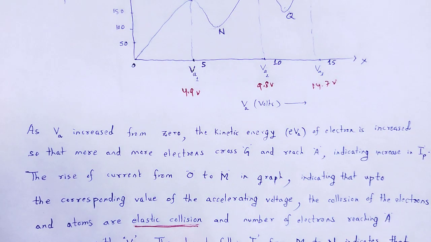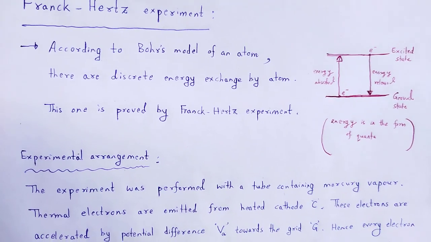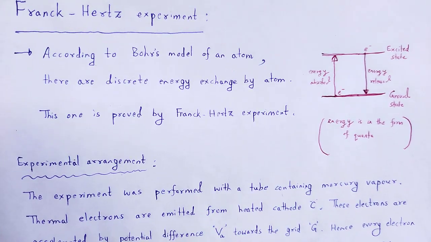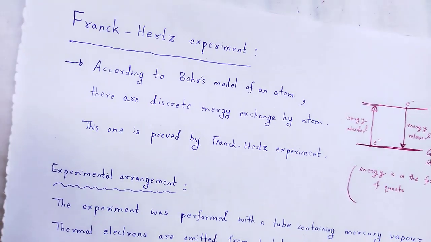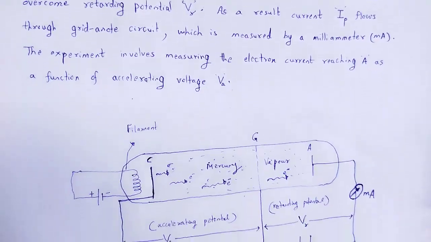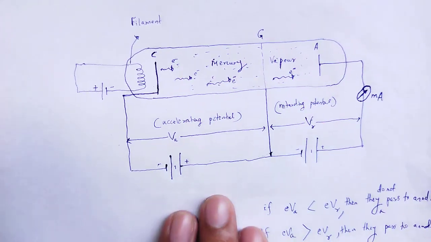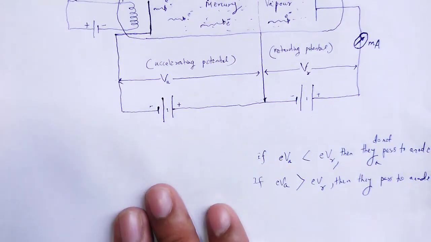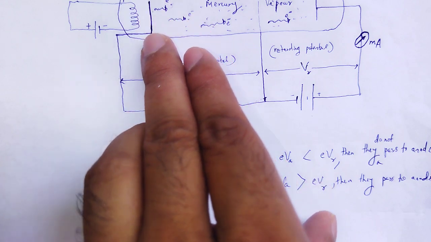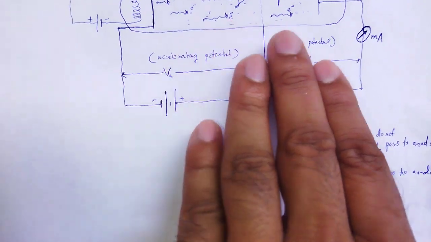So here, with the help of this video lecture, we understand the concept of the Franck-Hertz experiment, an experiment performed to showcase one of the postulates of Bohr regarding discrete energy exchange by an atom. Experimental arrangement: a glass tube containing mercury vapors. This is the triode valve: cathode, grid, anode. The filament is used to supply heat to the cathode, meaning thermionic emission of electrons.